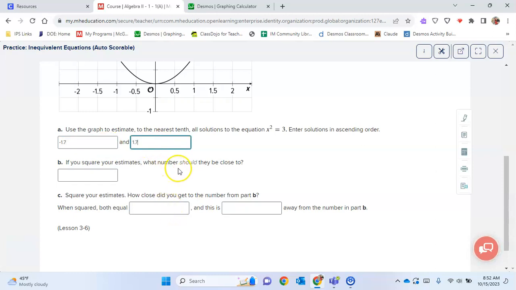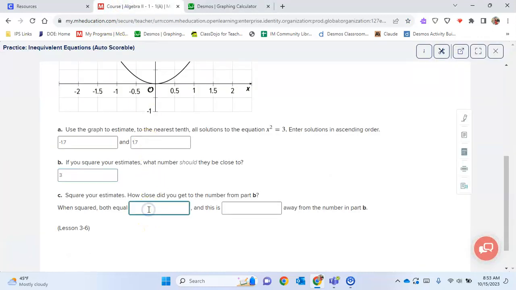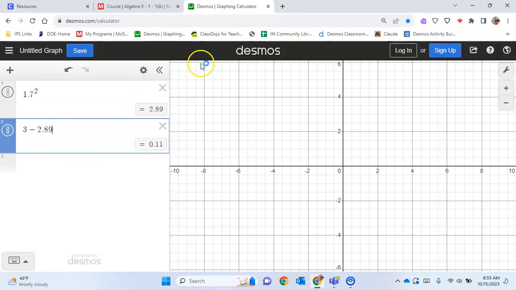If you square your estimate, what number should they be close to? Well, if you square it, it should be close to 3. Square your estimates. How close did you get to part B? Okay, 1.7 squared, 2.89. When squared, they both equal 2.89. This is blank away from the number in part B. Well, that's 0.11. 3 minus 2.89 is 0.11.